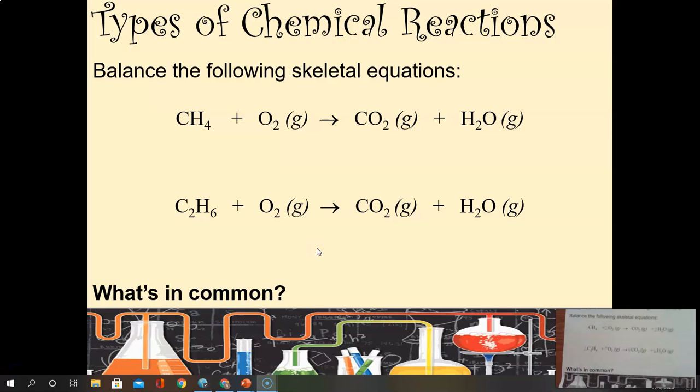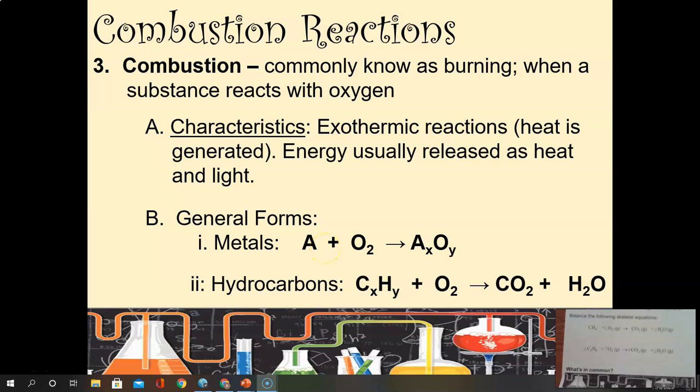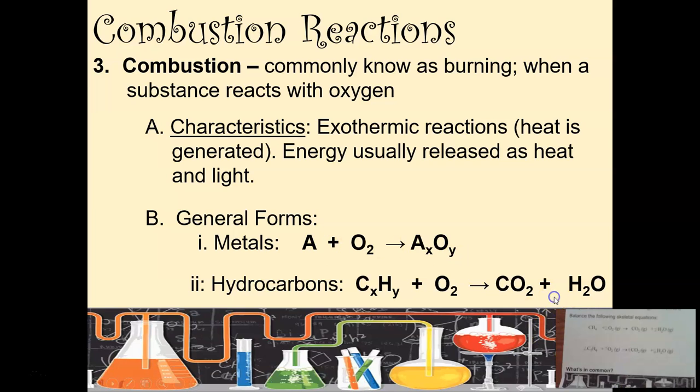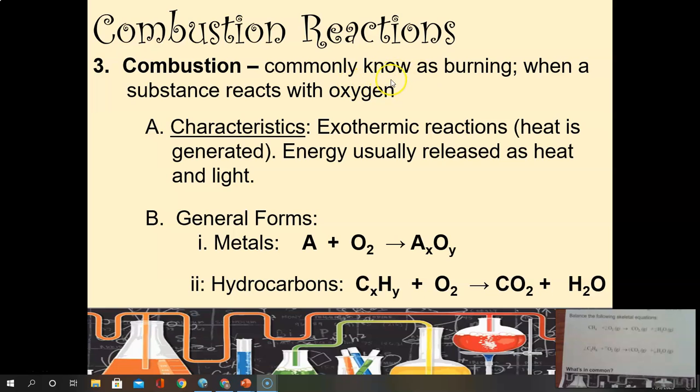So those types of equations are called combustion reactions. Combustion, commonly known as burning, okay, when a substance reacts with oxygen. That's why you had O2 in each of those combustion reactions. So what characteristics come with a combustion reaction other than a very predictable set of products? They're exothermic, usually. Heat is generated.